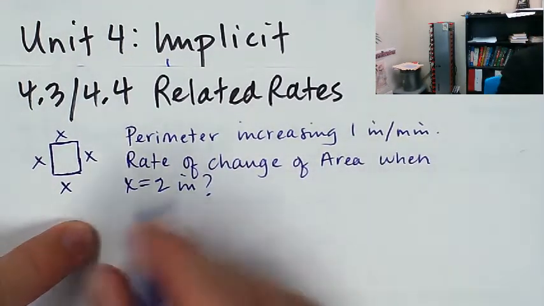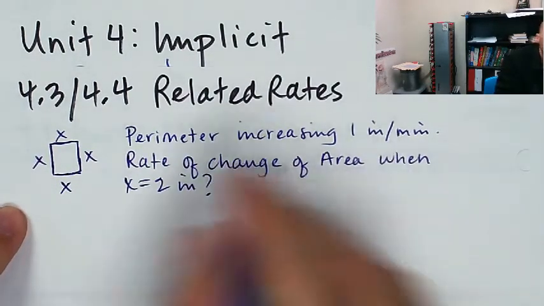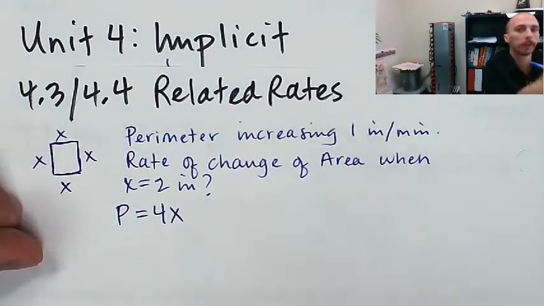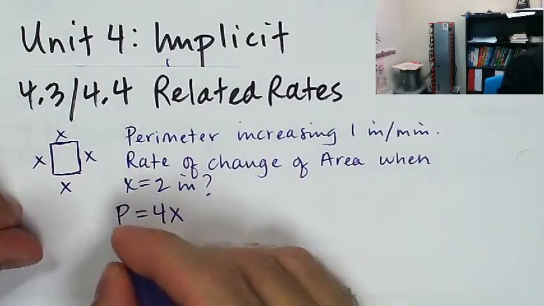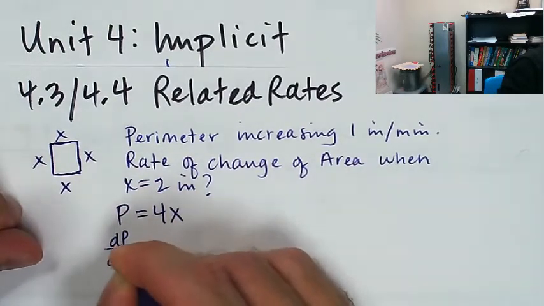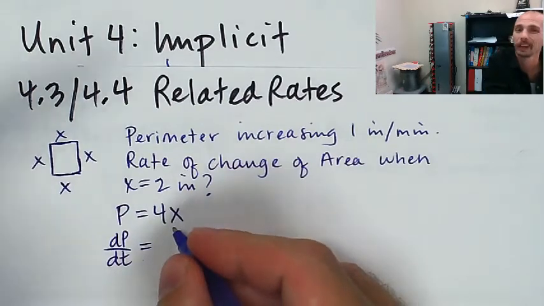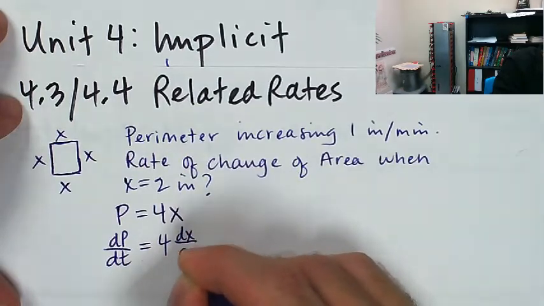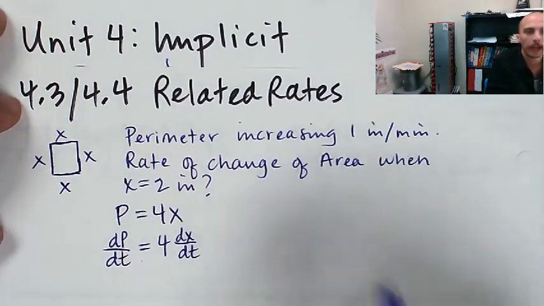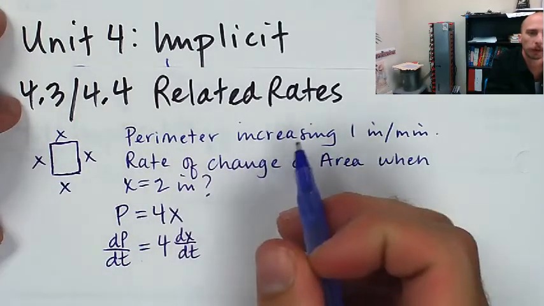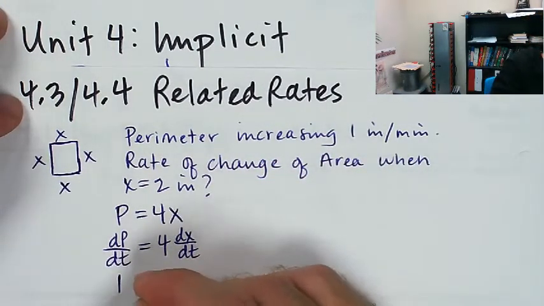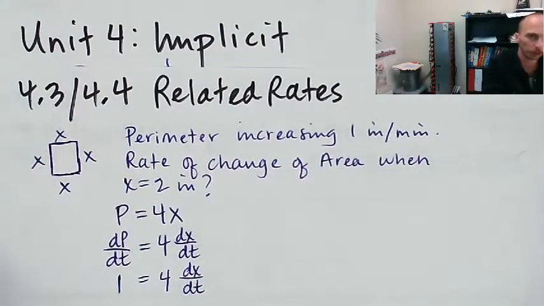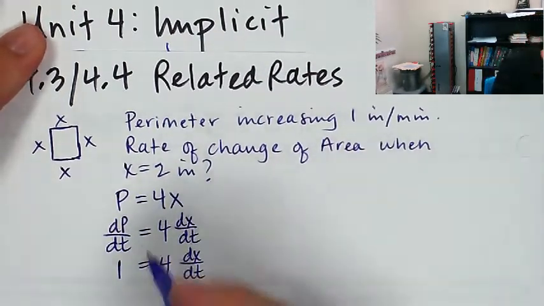I'm going to start with the perimeter increasing 1 inch per minute. Perimeter is equal to 4 times x. So I need to take the derivative of this equation implicitly with respect to t. The derivative of p with respect to t is dP/dt. And the derivative of 4x with respect to x would just be 4, but with respect to t, it's going to be 4 times the derivative of x with respect to t. They said that the perimeter is increasing 1 inch per minute, so 1 equals 4 dx/dt. I should probably solve for dx/dt.